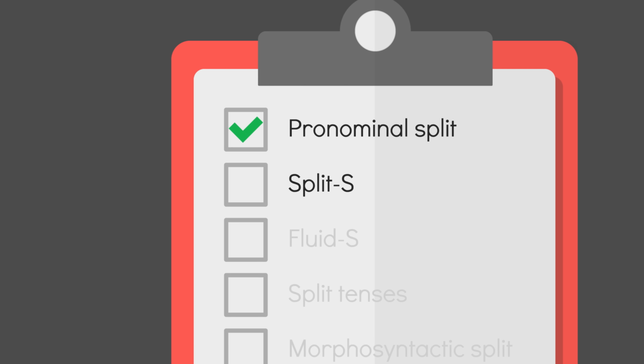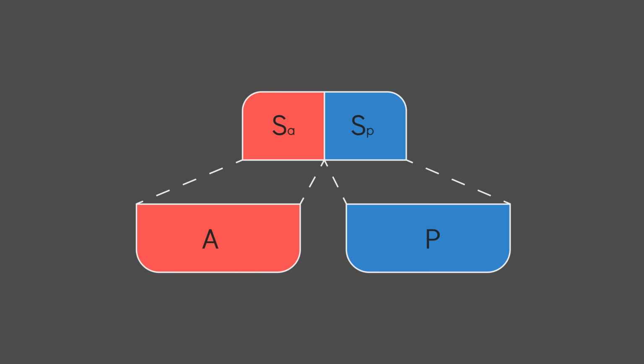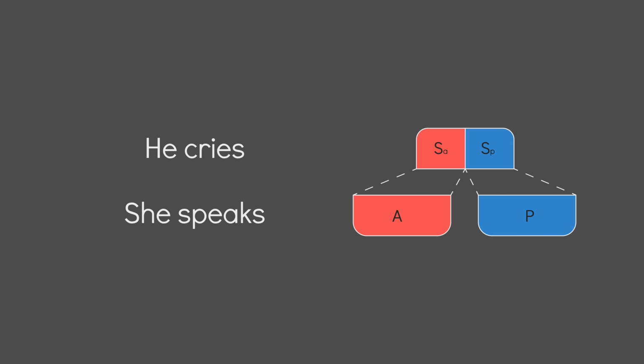Anyways, then there's the split S system. Graphically, it looks like this. To explain, let's look at he cries and she speaks. Crying is most often an involuntary act. There's no volition on behalf of the crier. In which case, semantically, he is an S argument that sorta has passive P-like qualities. On the flip side, speaking is a deliberate act. There is volition on behalf of the speaker. So she is an S argument with active A-like qualities.